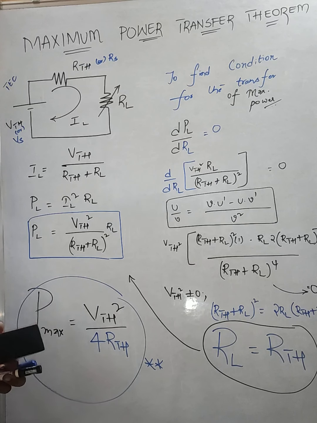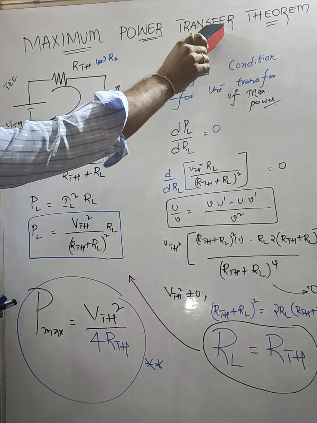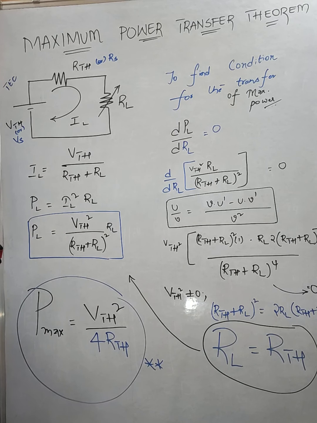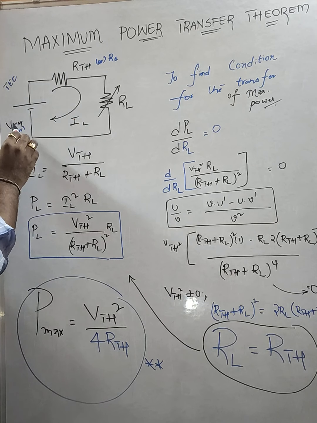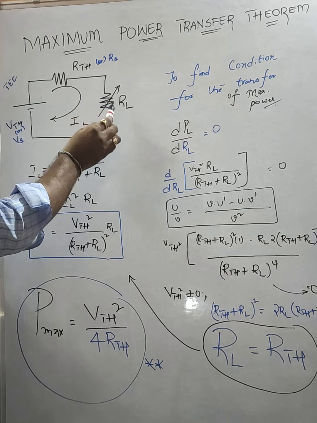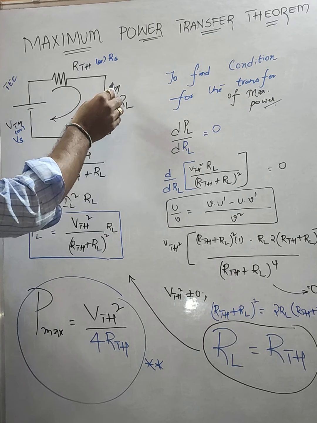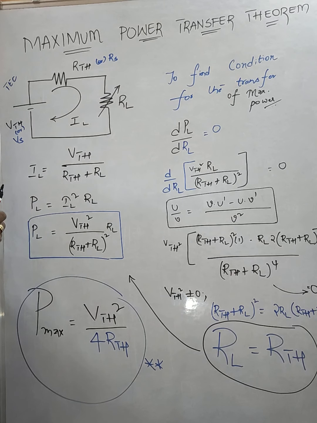Hello everyone. Today we'd like to discuss the next theorem, the maximum power transfer theorem. This one is a continuation of Thevenin's equivalent circuit. We all know Thevenin's theorem. The equivalent circuit here is a series circuit: VTH in series with RTH to the load RL. This arrow mark indicates a change in that load resistance.